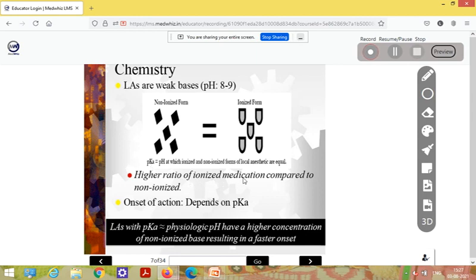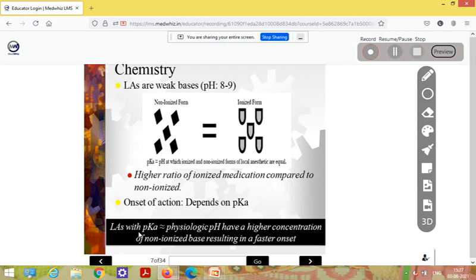So a higher ratio of ionized medication compared to non-ionized medication happens when these encounter a pH which is almost equivalent to that of plasma. The onset of action also depends upon the pKa. So what do you understand by this?